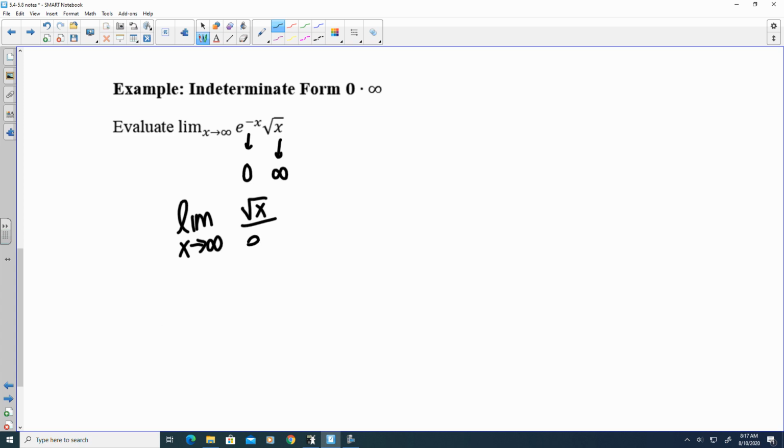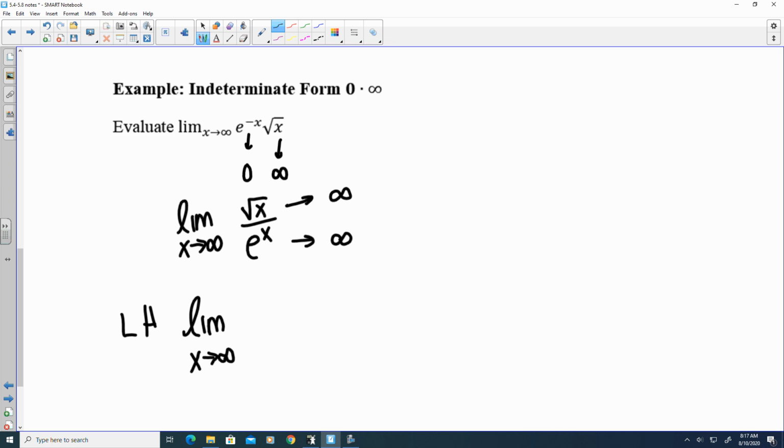I'm going to bring that negative exponent down to the bottom and make it positive. When I do that, the top becomes infinity at our limit and the bottom becomes infinity at our limit, which is one of our forms that we were told we could do L'Hopital's for. So let's go ahead and do L'Hopital's.